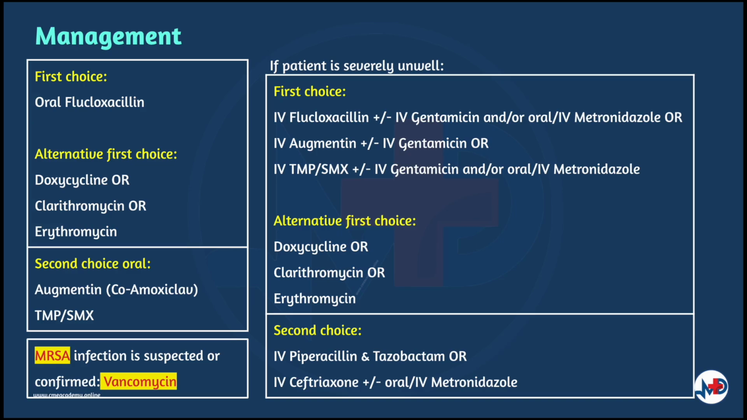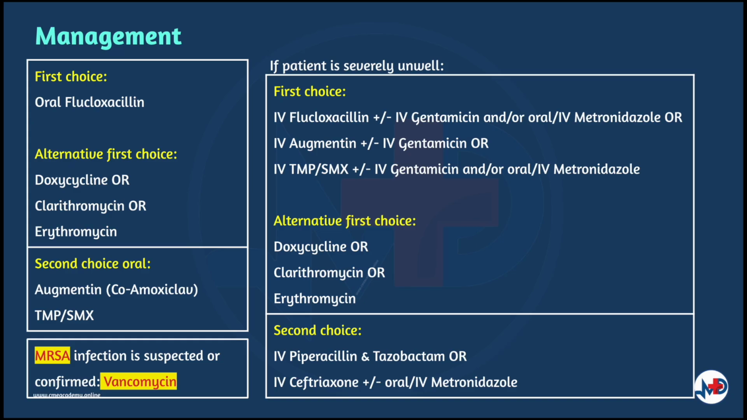An alternative choice of antibiotics for those with penicillin allergies would be doxycycline or clarithromycin, or erythromycin for pregnant women. Second-line oral antibiotics include co-amoxiclav or Augmentin, or co-trimoxazole or Bactrim if penicillin allergy.